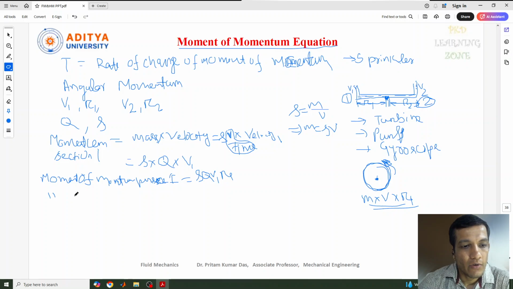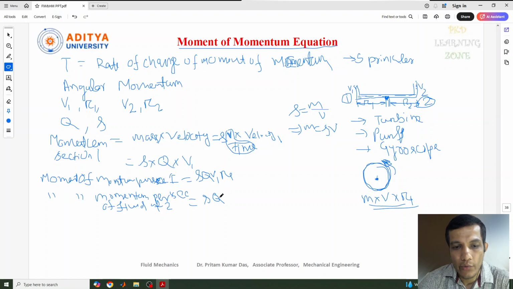Similarly, the momentum per second of fluid at section 2 equals, similarly I can write, rho Q V2 r2, because at section 2 we have already taken V2 and r2. Now this is the momentum equation per second of fluid, like how it is rotating here from this point.